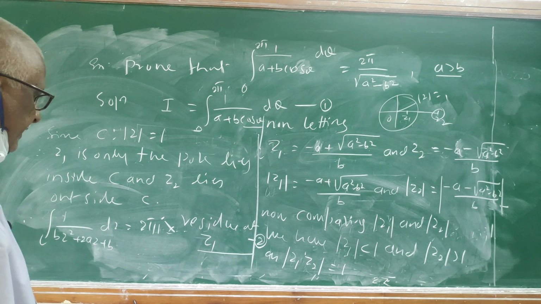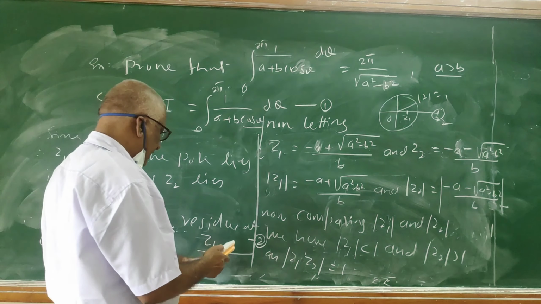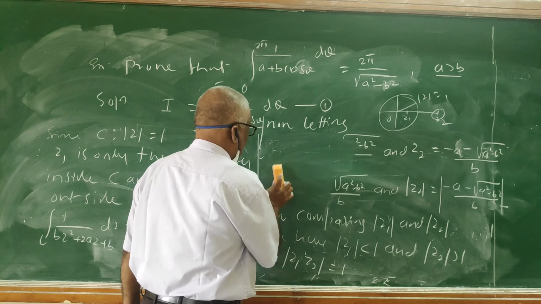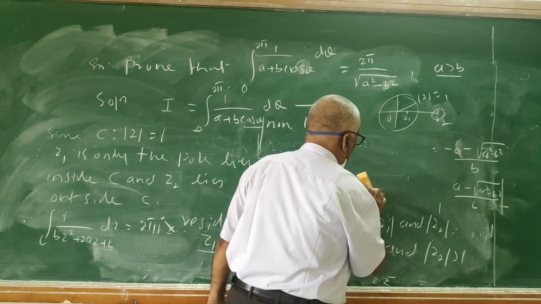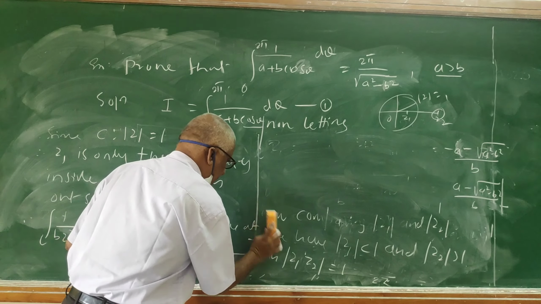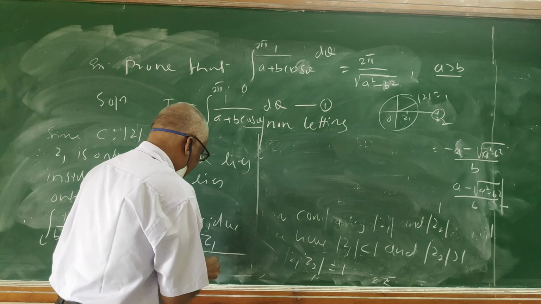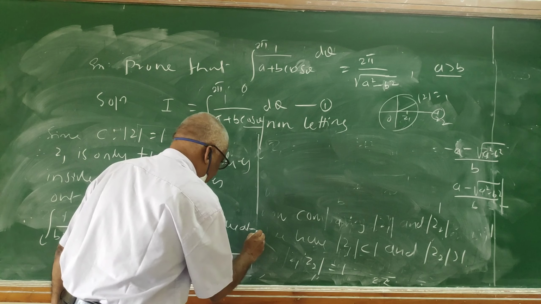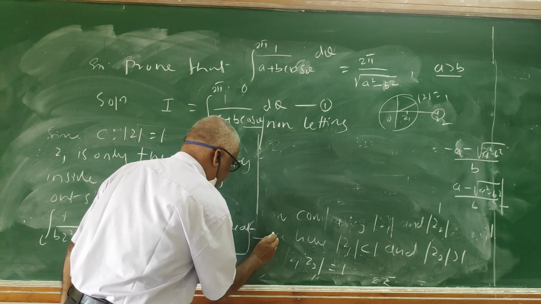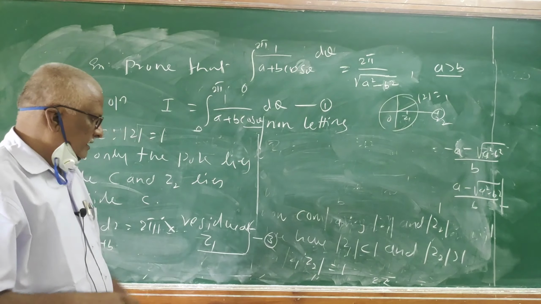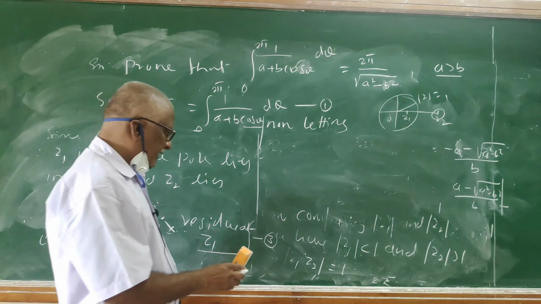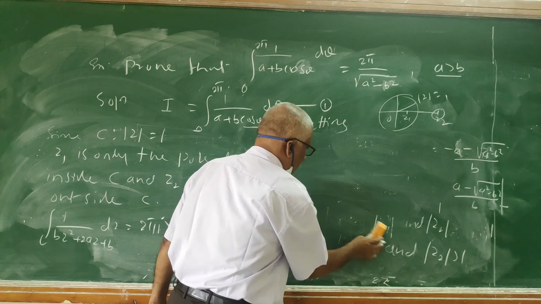So first we shall find the residue at z1. Take it as 3, because 1 and 2 are already taken. So take it as 3 here. Now we have to calculate the residue at z1.